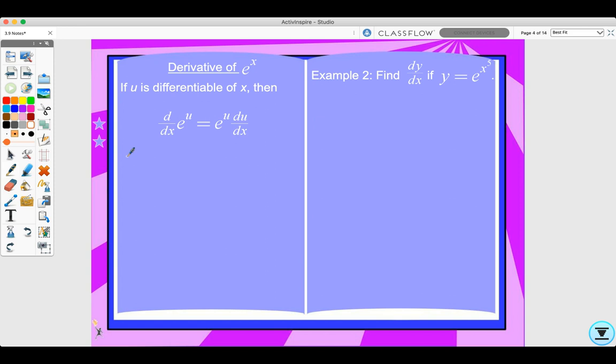Find the derivative with respect to x of y equals e to the x to the fifth. So dy over dx would be e to the x to the fifth times the derivative of that exponent, because that's our u, which is 5x to the fourth. And that would just be your derivative. A lot of times on multiple choice, you'll see it as 5x to the fourth times e to the x to the fifth.